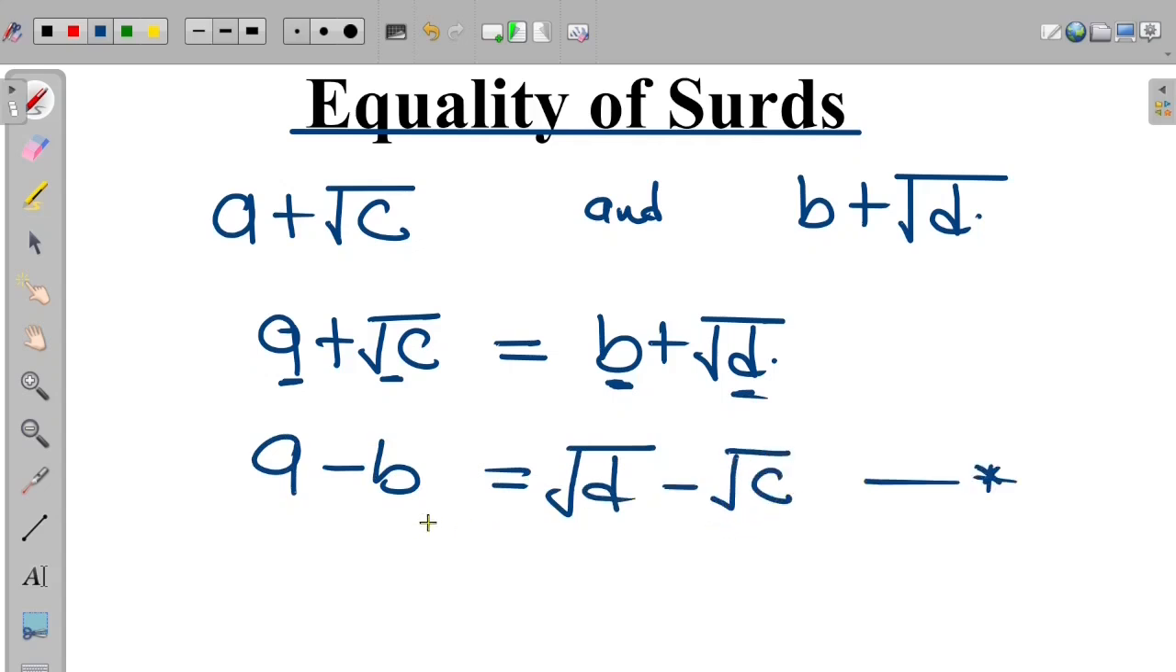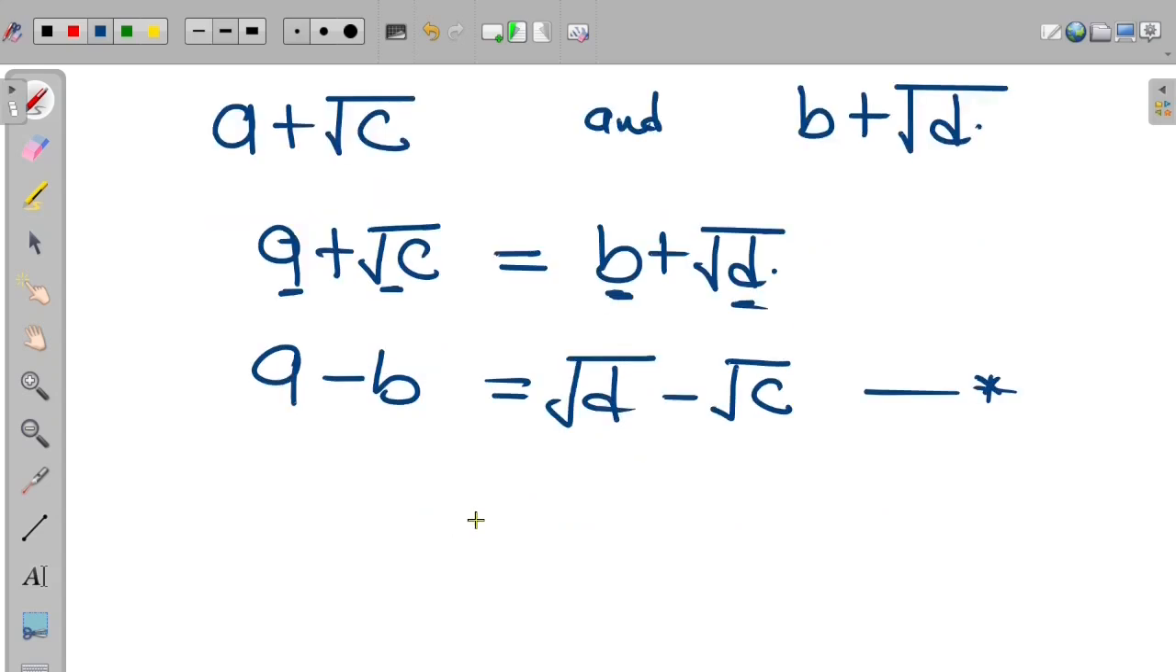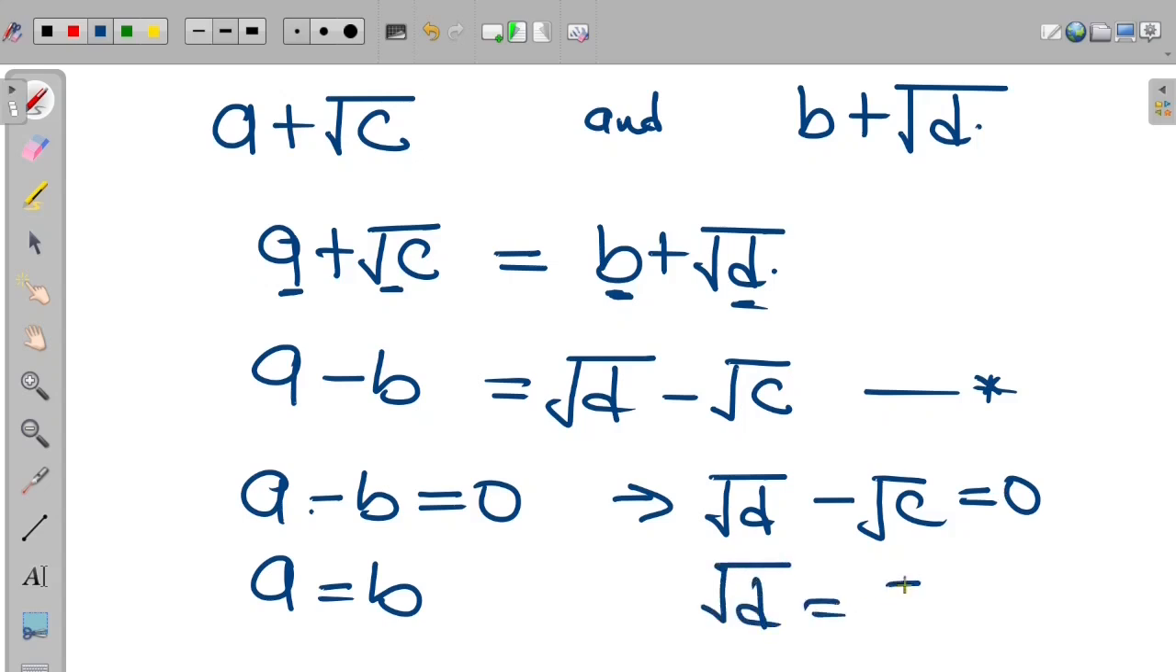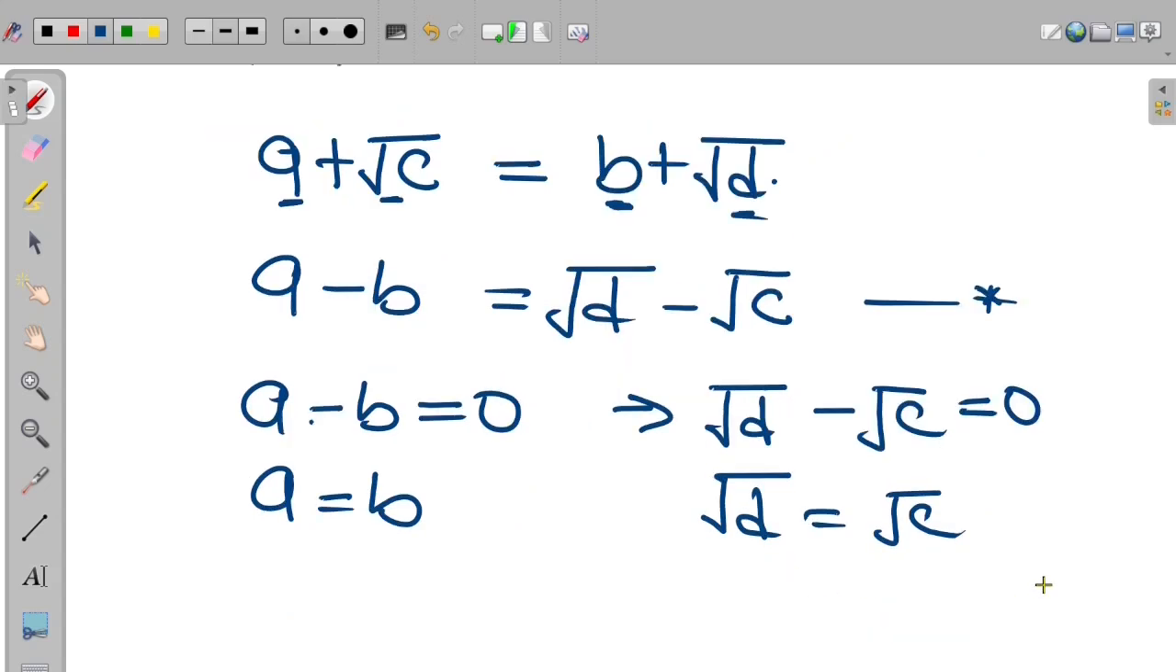Now, it follows that the left-hand side and the right-hand side are equal if they are both equated to 0. So we are saying that if A minus B is equal to 0, A is equal to B. Also, if root D minus root C is equal to 0, root D is equal to root C. Therefore, D is equal to C if you square both sides.